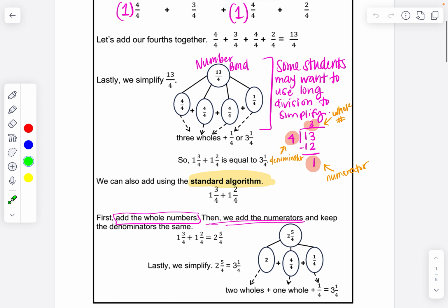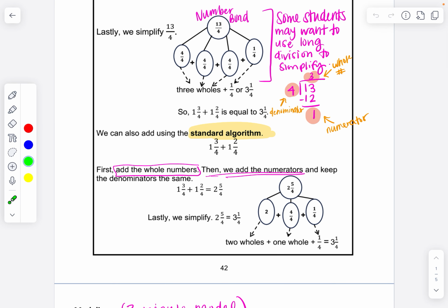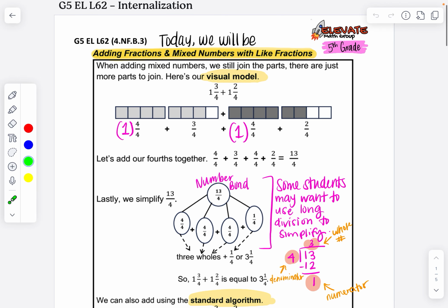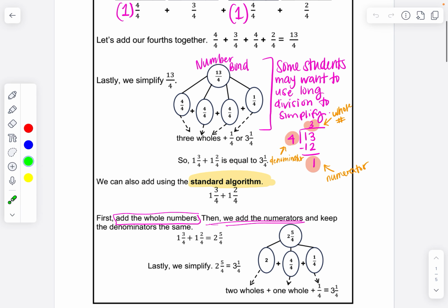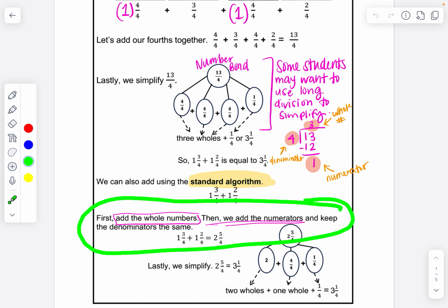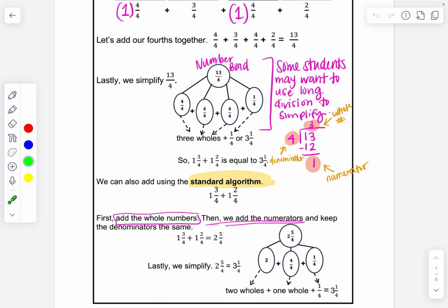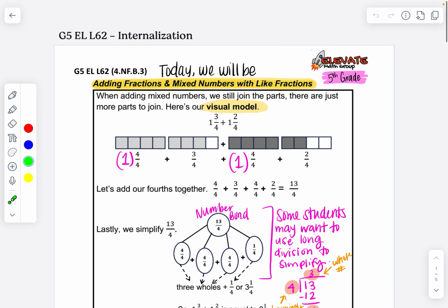The other way that you can solve this, which I would encourage you to do to make this lesson as simple as possible for kids, is to first add the whole numbers, then add the fractions together. So I will show you up here. So if I'm first adding the whole numbers, I have 1 and 1, which gives me 2 wholes. And then I'm going to add my fractions. 3/4 plus 2/4. Remember, the denominator will stay the same. So 3 plus 2 is 5/4.